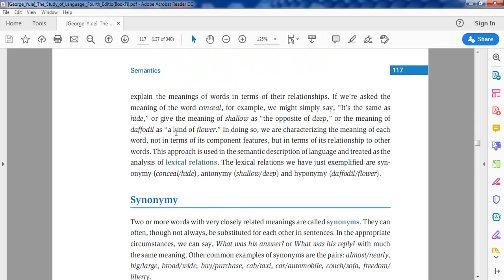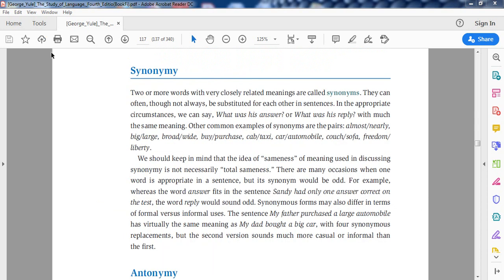So we'll start with synonymy. What's required from you as students is to underline the definition of every single lexical relation, in addition to some examples given here in every single point. So synonymy here, it is somehow sameness in meaning. Sometimes they define synonymy as sameness in meaning.